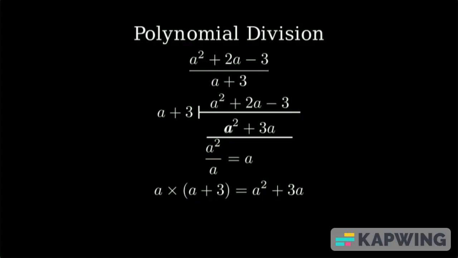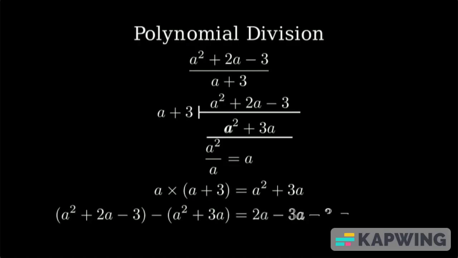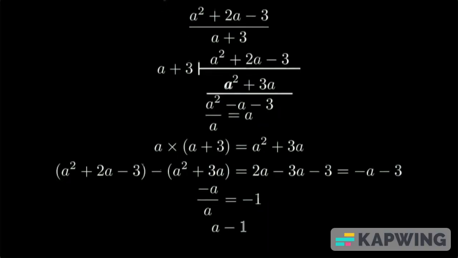Next, we multiply this result by the divisor. So we calculate a times a plus 3, which equals a squared plus 3a. Then, we subtract this result from the dividend. We get a squared plus 2a minus 3 minus a squared plus 3a, which simplifies to negative a minus 3.